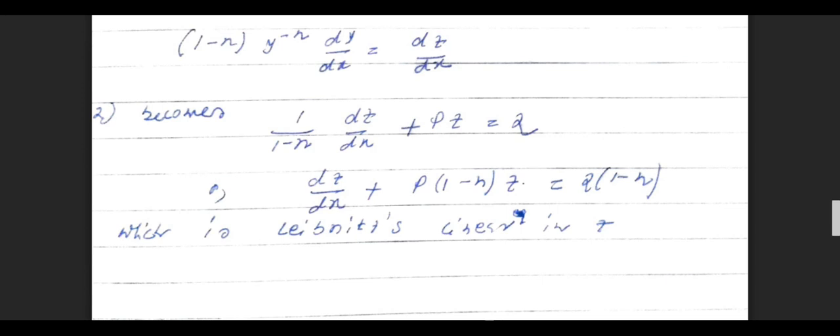Now, how do you solve the Leibniz linear equation? The same way. So we are converting the Bernoulli's equation into a Leibniz linear equation, and then you solve it as it is, like whatever we did for the Leibniz linear equation. But did you understand up to the last part, dz/dx plus p(1 minus n)z equal to q(1 minus n)? Whether you understood, each and every one?